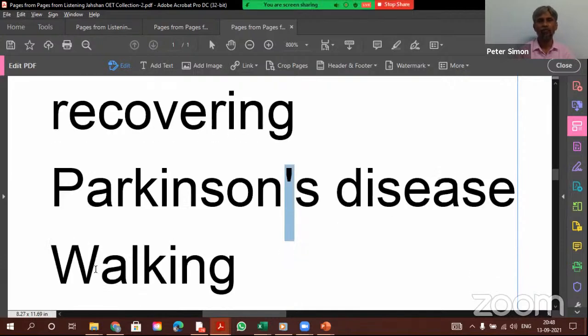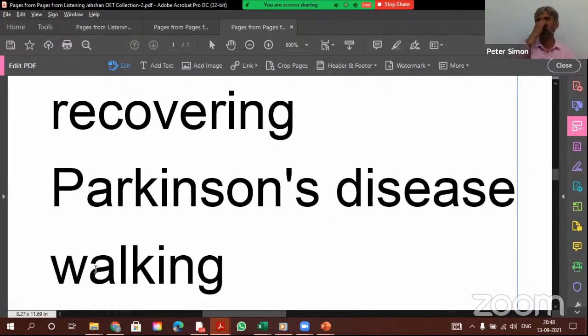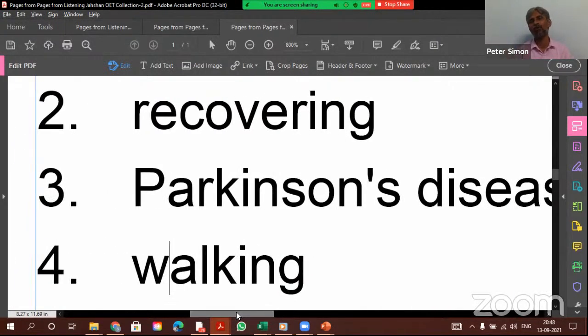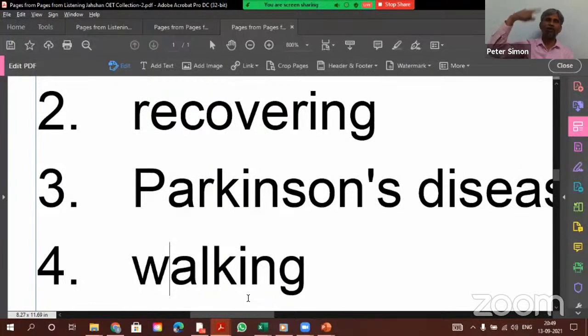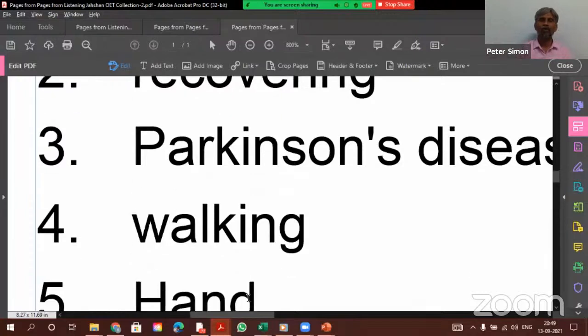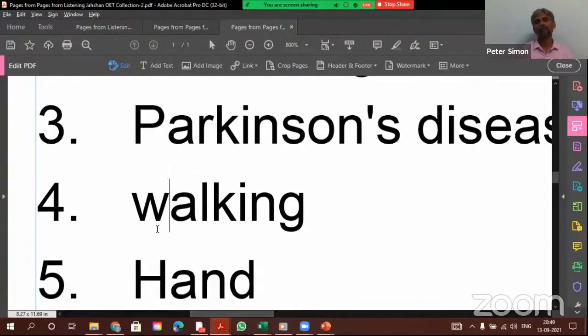Next one, walking. Many people don't know why they are losing their marks. Okay, spelling is okay. What about punctuation? Why are you ignoring punctuation? How can you put a capital W? If you cannot put it here, how can you put it there? It's not only in your mind, punctuation. Whatever you write, all the regular students, I demand this from you. Okay? Walking, W small letter, not capital letter.